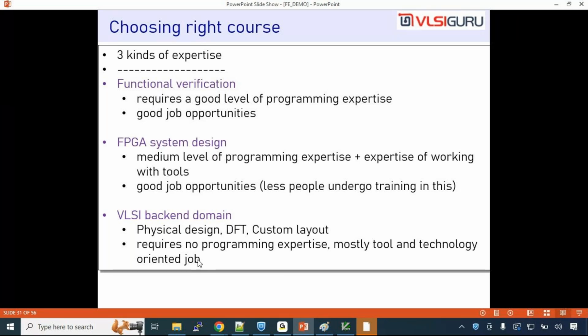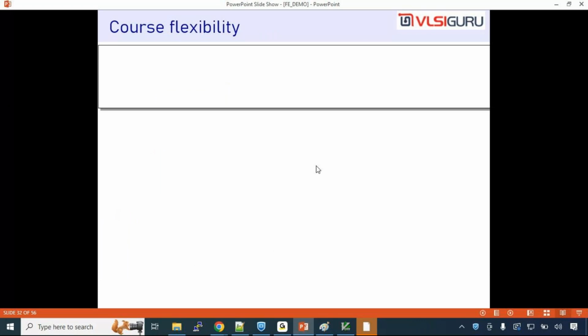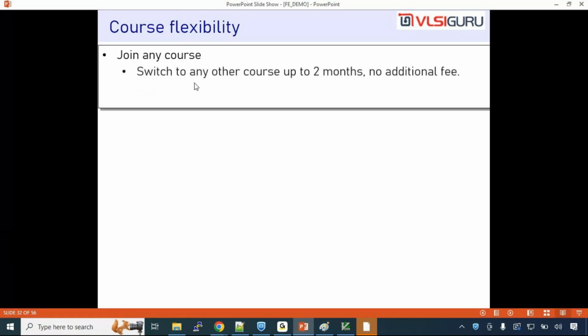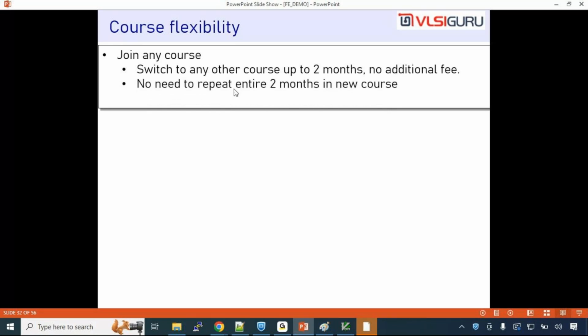As I said, up to 2 months, you can switch to the other domain. As an institute, we do offer flexibility. That's the same thing I'm talking about. Join any course, switch to any other course up to 2 months, no additional fee. Even beyond 2 months you can do it. There will be a nominal charge on a per month basis or something. No need to repeat the entire 2 months.